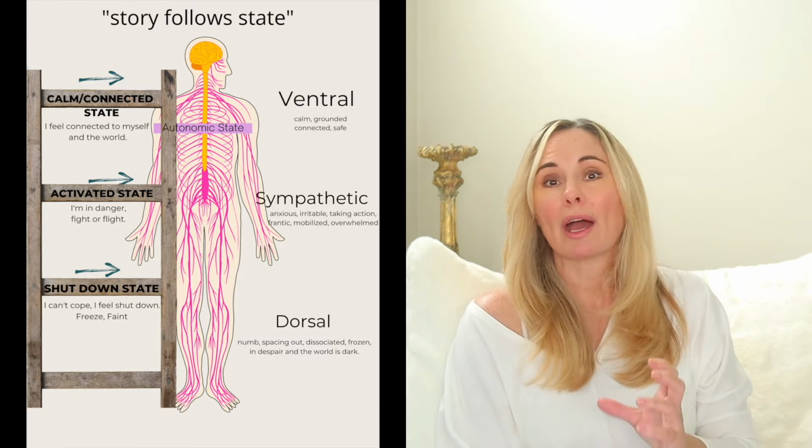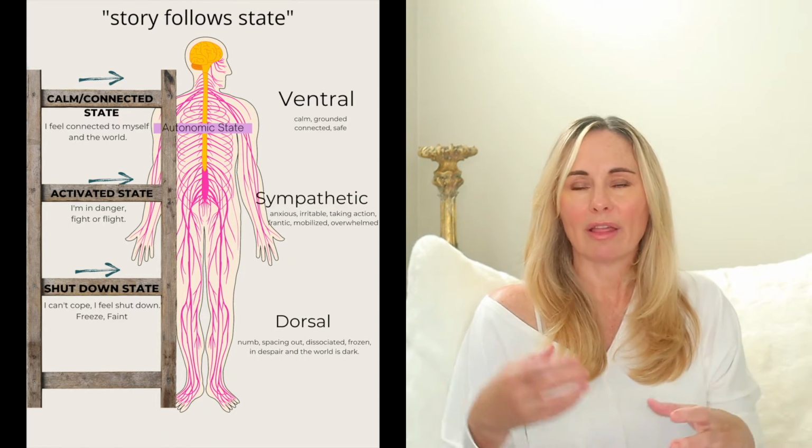Now, depending upon what kind of caregivers you had, their nervous systems were in those states and going through those states as well. But, for example, a more anxiously attached person, let's say your caregiver was anxiously attached, they're living more in that sympathetic state.